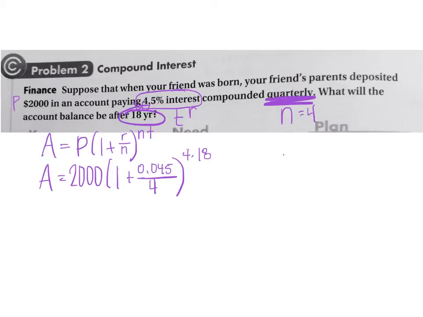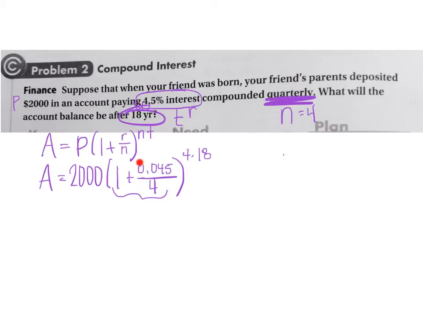Now, if you're not careful, you're going to mess this up just by putting it in your calculator, because some of your calculators do not do the order of operations for you. So you're going to have to think about the order of operations as you put it in your calculator. So I'm going to do parentheses first. So in your calculator, I want you to do the division and then the addition.